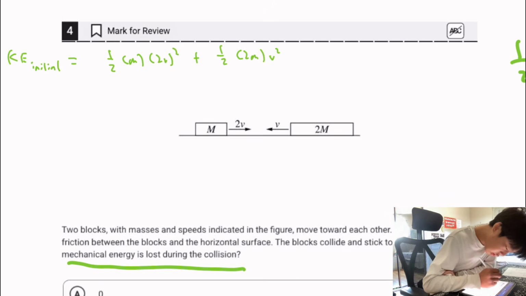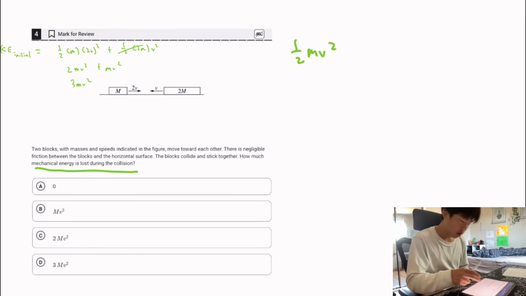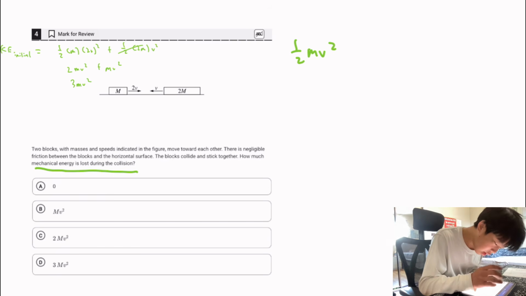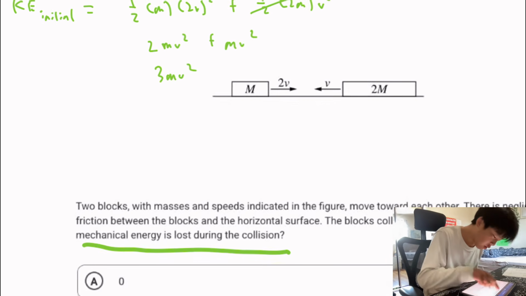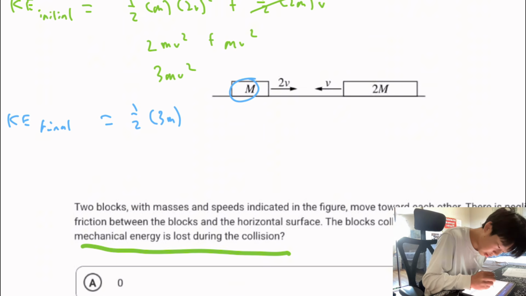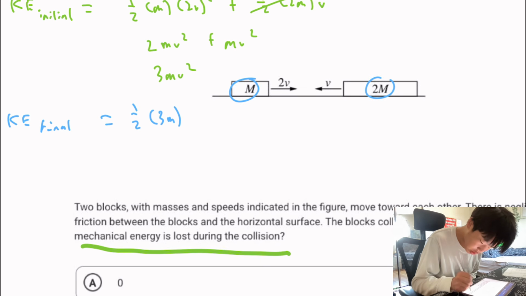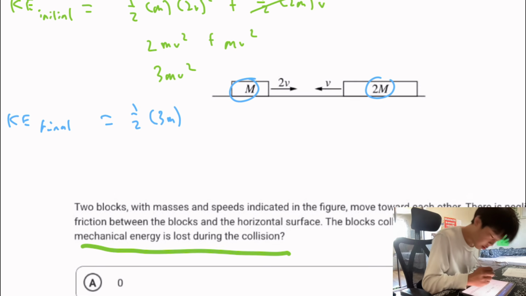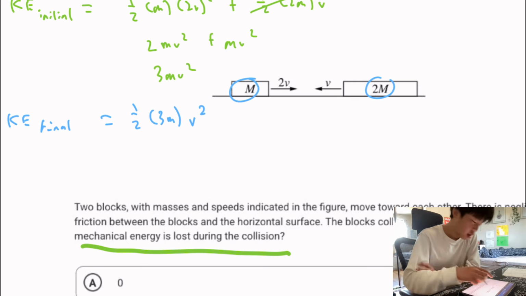Okay, so now let's just simplify. 4v squared over 2 gives 2mv squared, plus these two cancel out, mv squared. That equals 3mv squared. Okay, so I'm going to zoom out. And now we need to find the final kinetic energy. So final, it's going to be 3m, right? Because they're combined, since they stick together. Make sure you know that. Times v squared. So all we need to do is find v squared.